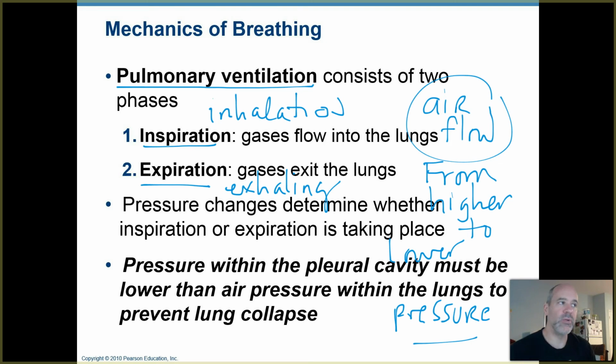In order to take air into the lungs, we've got to make sure that the air pressure in the air surrounding us is higher than it is down in the lungs. That's going to make air flow inward. When we're going to exhale, we've got to squeeze the lungs so that we increase the pressure in the lungs and force that air outward.